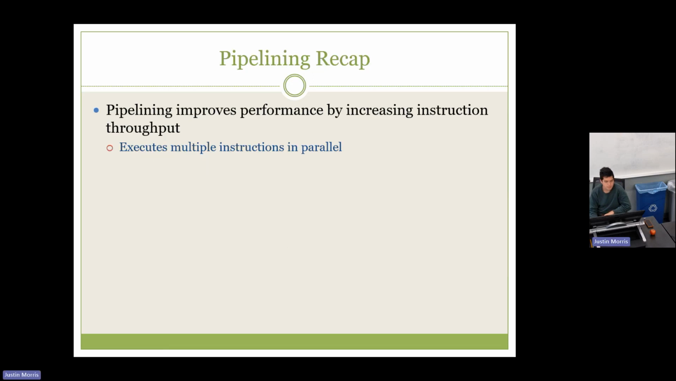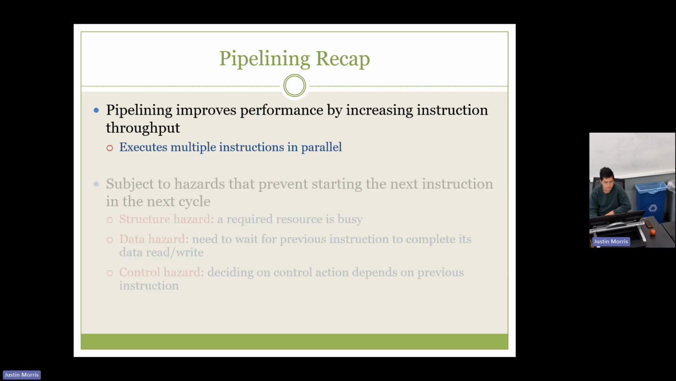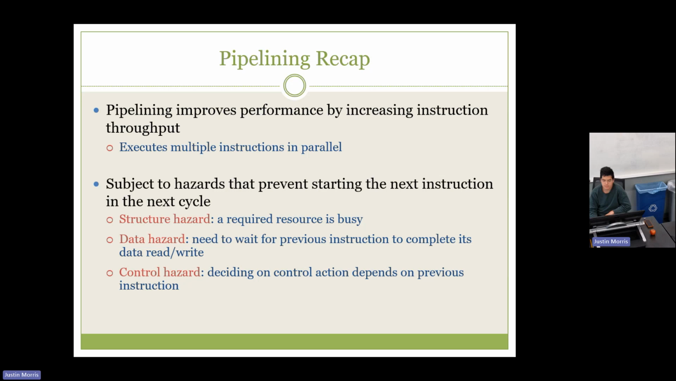Right, so here's a short recap. We improved performance by increasing instruction throughput. Because of this, we have multiple instructions in our pipeline at any given time. So we have these 3 types of hazards. Structural hazards occur when you want to use a shared resource. Data hazards occur when we need to wait for a previous instruction to complete some part of its execution where we're dependent on that data and that result.